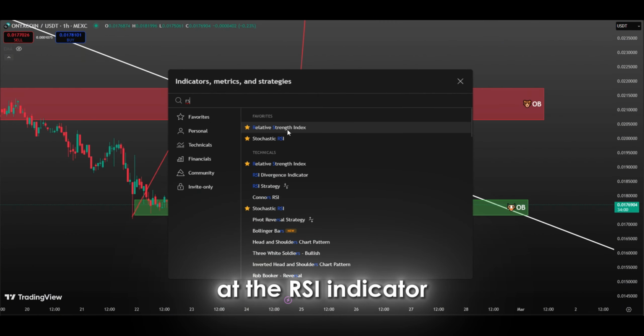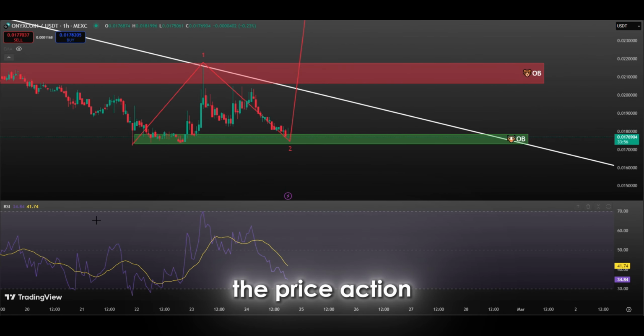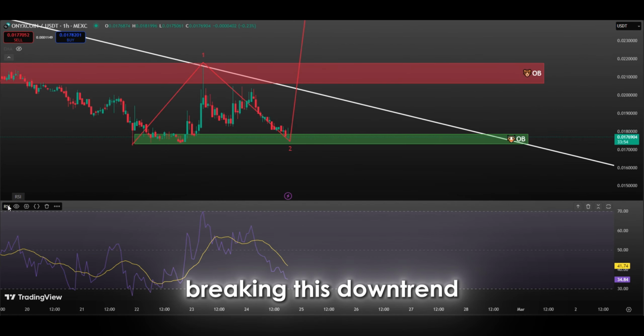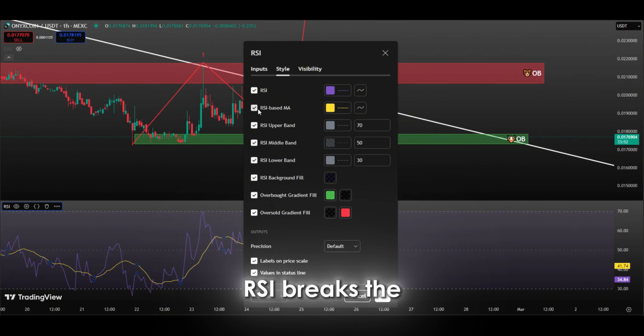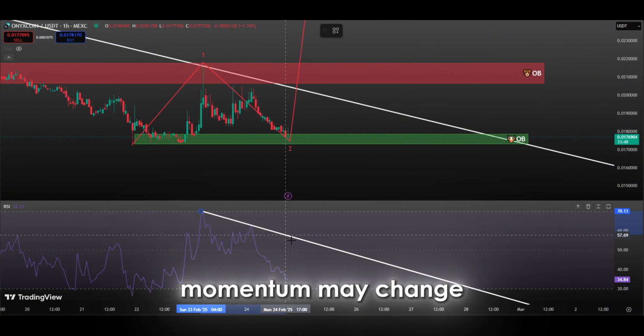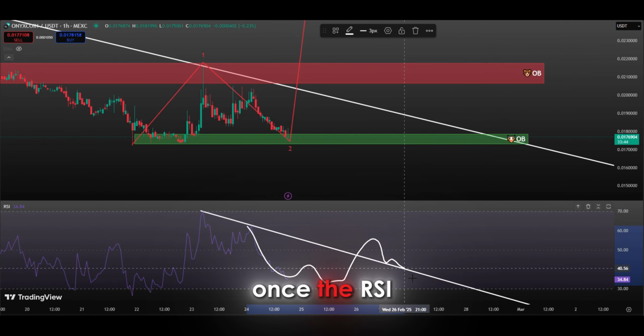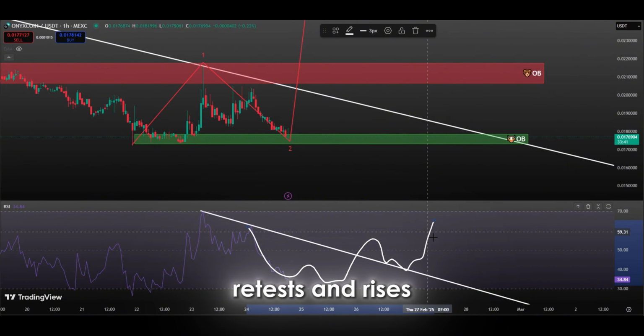When we look at the RSI indicator, we see that a downtrend is forming in line with the price action. Breaking this downtrend is critical because if the RSI breaks the downtrend to the upside, it may indicate that the market momentum may change and buyers may start to gain strength. Once the RSI breaks here and retests and rises, the price will follow.